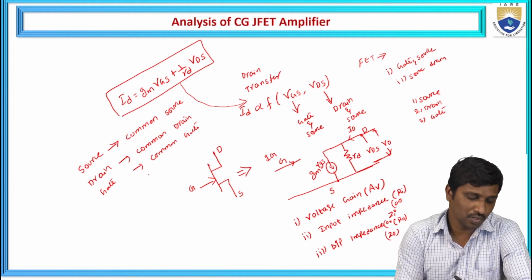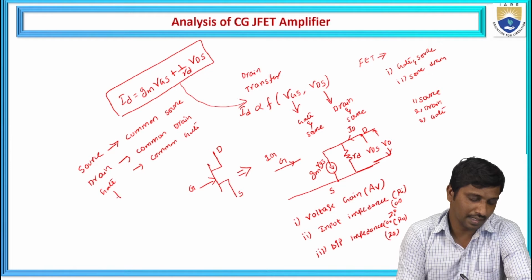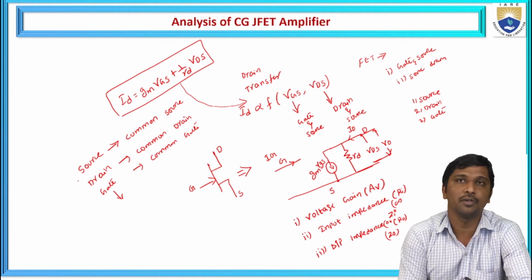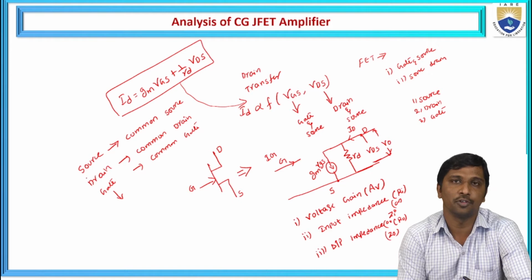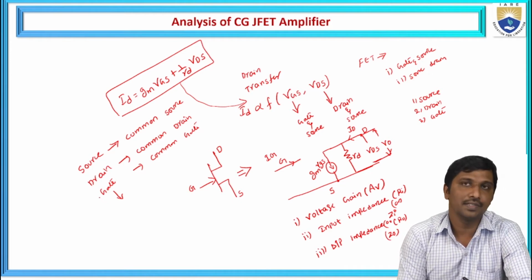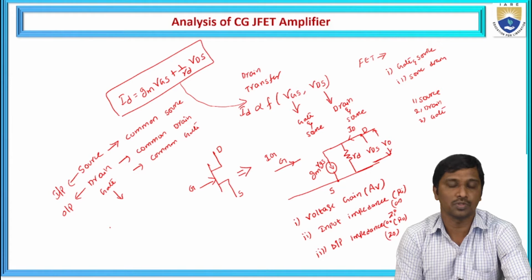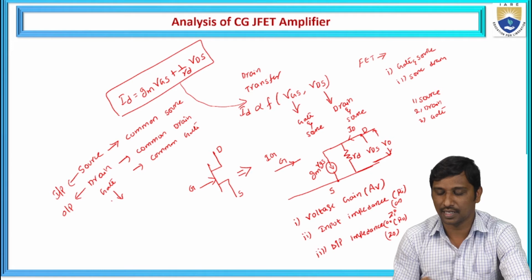So coming to this common gate or CG JFET amplifier, it means the gate acts as the common terminal. If the gate is the common terminal, out of the remaining two terminals, source and drain, which one are we going to choose as the input terminal and which one as the output terminal? When we consider the gate as the common terminal, I'm going to consider the source as the input side and the drain as the output side. So the gate is common for the input side as well as the output side.